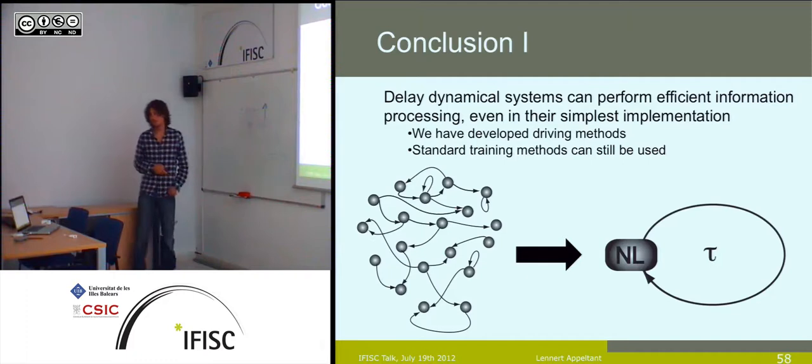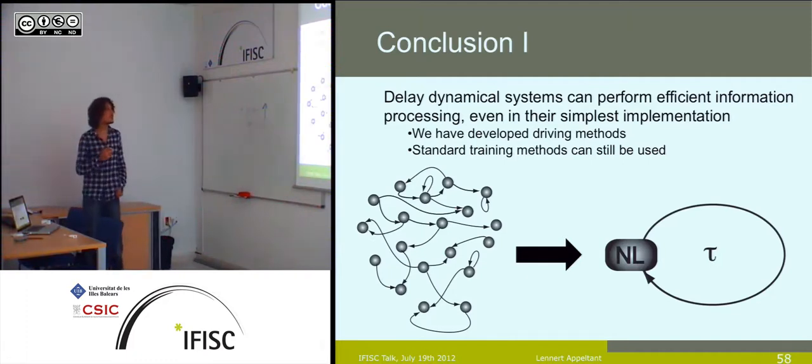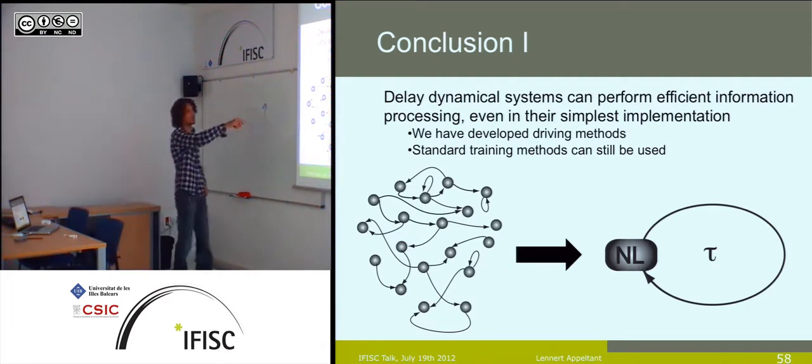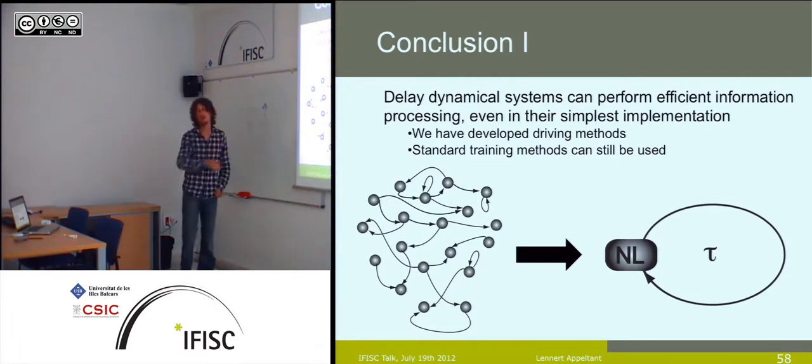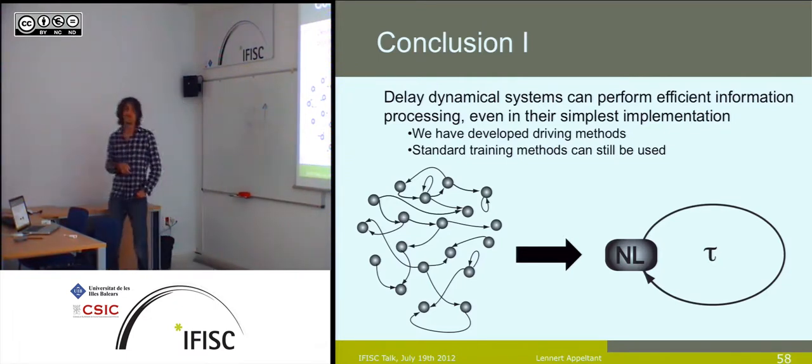Now, as a conclusion, first of all, we can say that delay-dynamical systems can perform efficient information processing, even in their simplest manifestation. So this network with many hundreds of nodes can be replaced by only one node and a delay line. And we can have state-of-the-art results with this.